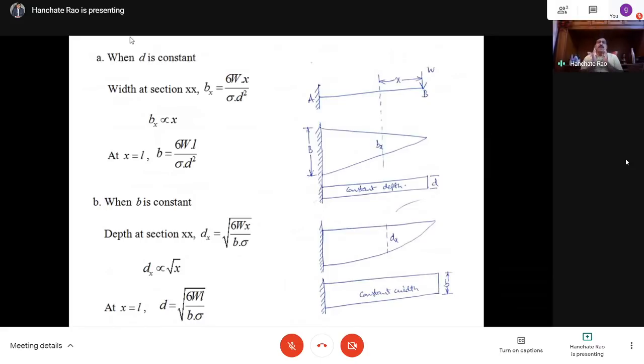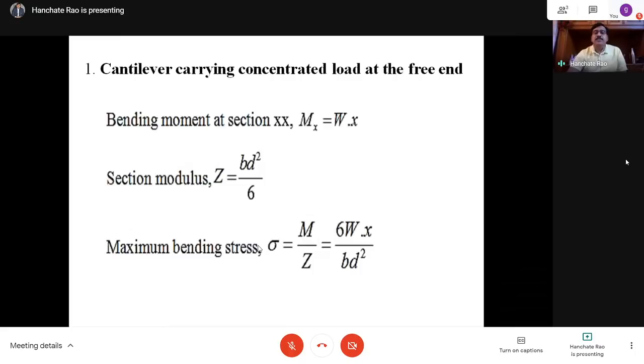So let us see two cases. First, we will keep the depth constant and vary the width. So depth is constant, same depth, and we are varying the width. This is how it appears in the cross section. In the previous slide we derived sigma is equal to 6Wx by BD square.